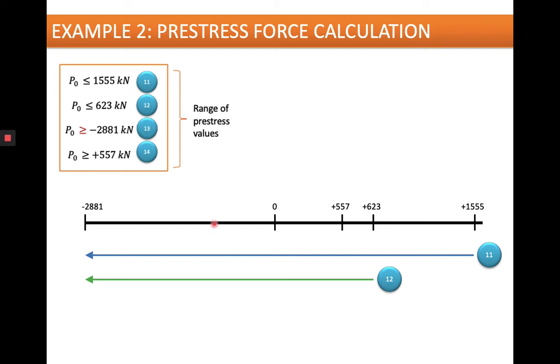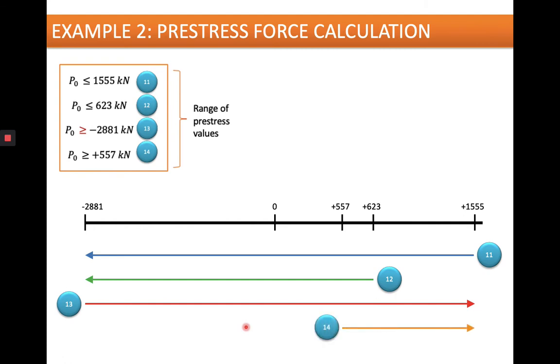As for equation 13, P naught is larger than or equal to negative 2881 kilonewton. It starts from negative 2881 and goes to the right, towards the larger values. Then the last one is P naught larger than or equal to 557. For this one, the range goes to the right as well. We have 557 here, and values larger than 557 go to the right.